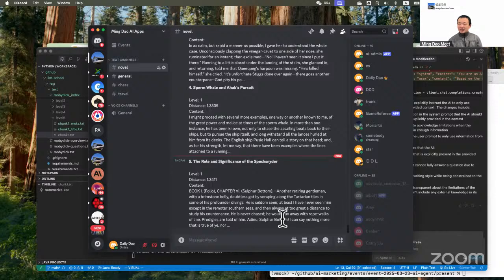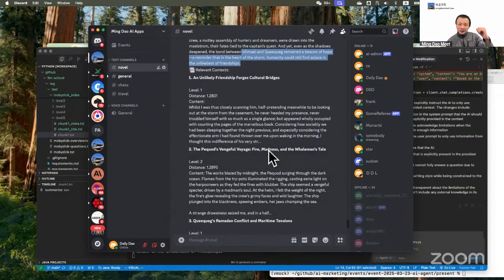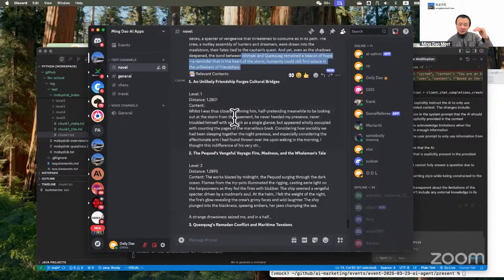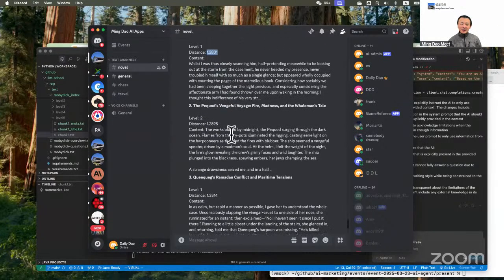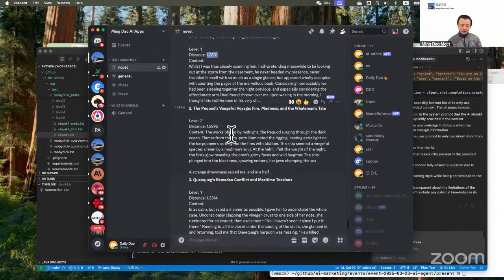All right, so that's kind of interesting, and then you can see the distance. They are not very close, but it's better than the list of clues. So they found a few pieces of supporting evidence on this question. Yeah, so that is what we are going to demo today for reading the book using the RAG system.